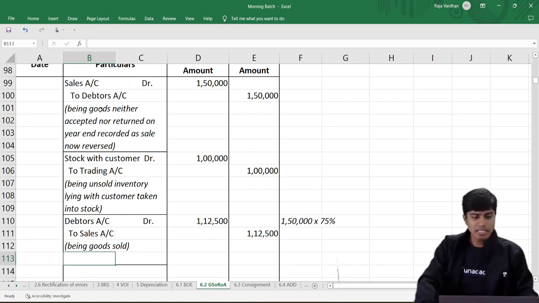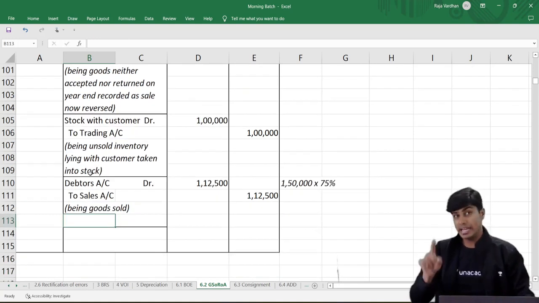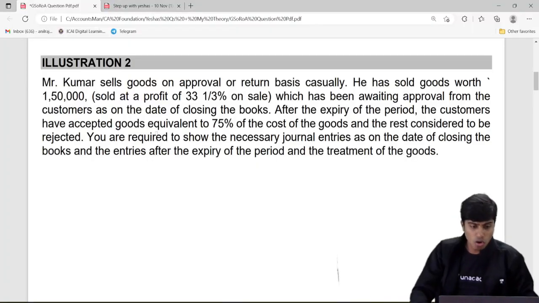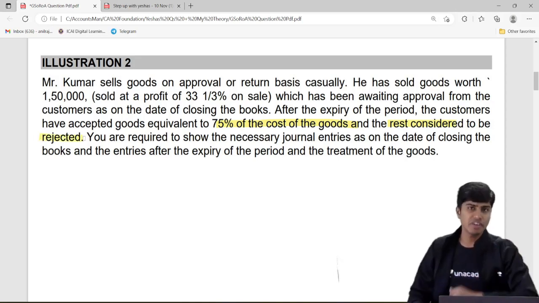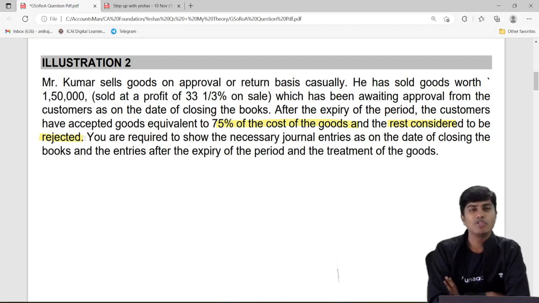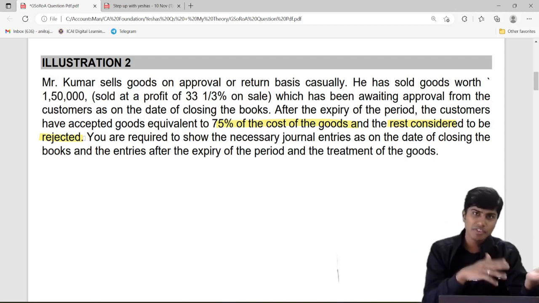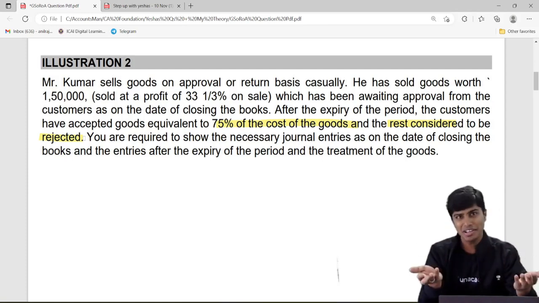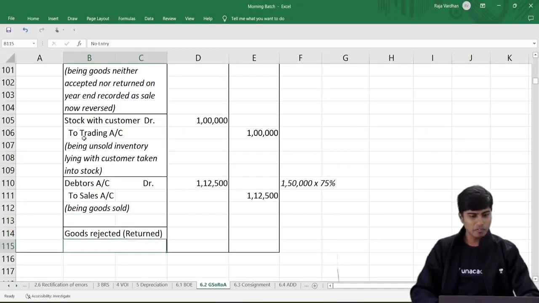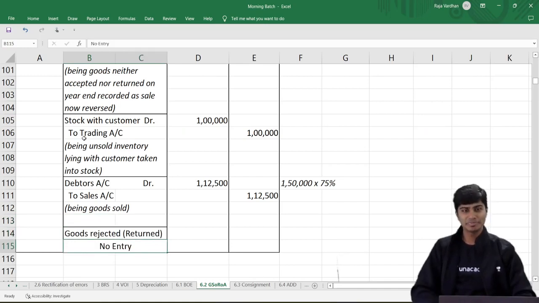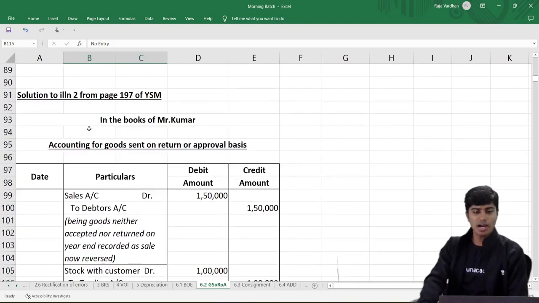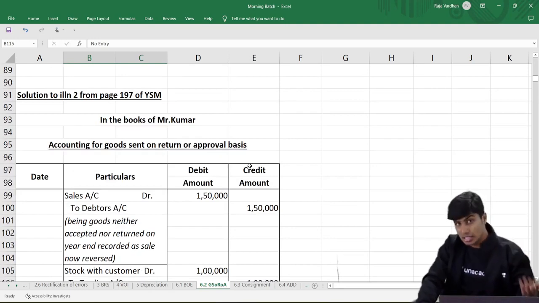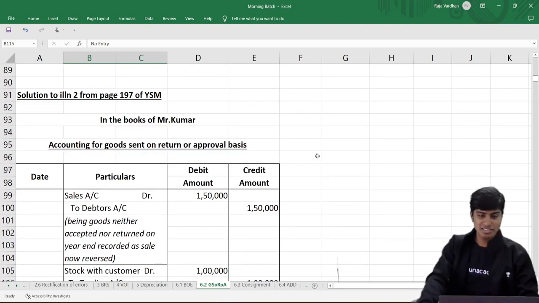So this is the reversal of the sale entry. And I don't have to write the entry for the balance 25%. 75% of the goods have been accepted. Rest is considered to be rejected. For such rest of 25% stock which is rejected, I don't have to write any separate entry, because already we've reversed the sales entry. When they give the goods back to us, what we already did in accounts is happening in real. So there is no requirement of an entry for goods rejected and returned. And this is the end of our question on Mr. Kumar's transactions.